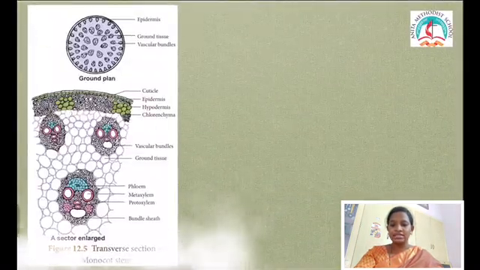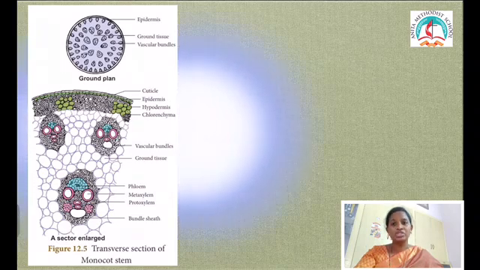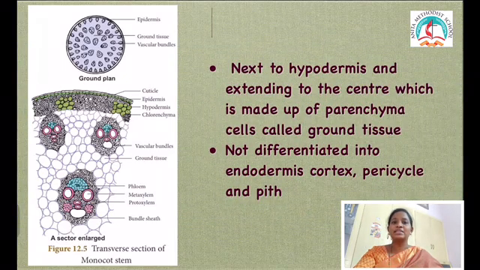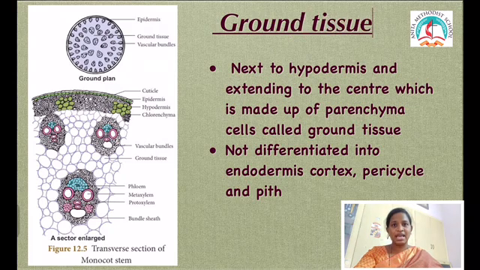The next structure is ground tissue. Ground tissue lies next to hypodermis and extends to the center, and it is made up of parenchyma cells. Usually ground tissue is differentiated into endodermis, cortex, pericycle and pith. But in monocot stem, it is not differentiated into endodermis, cortex, pericycle and pith.